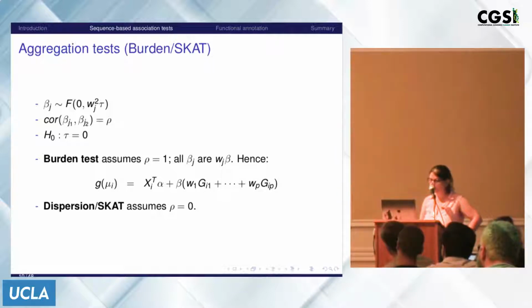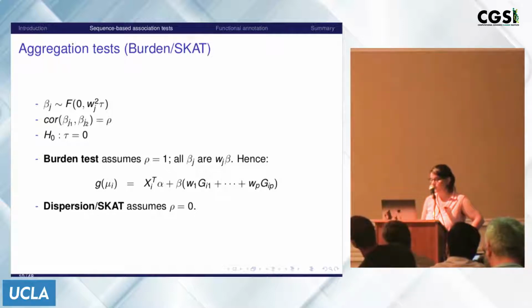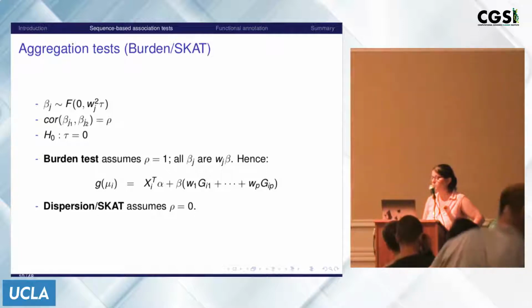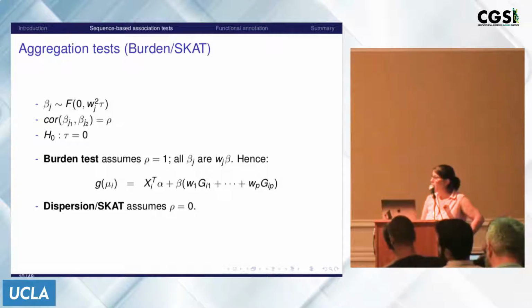The main idea behind burden and SKAT is, what's really nice about these two tests is that they can be derived within the same framework. We assume that the beta j are random variables that come from an arbitrary distribution with mean 0 and variance wj squared tau. We assume an exchangeable correlation structure among the betas, so the correlation between any two betas is equal to rho. Under this assumption, the null hypothesis we had before, testing all betas equal to 0, comes down to testing only one single parameter, tau equal to 0.